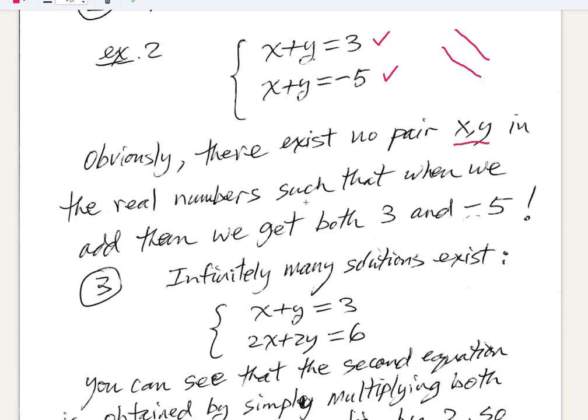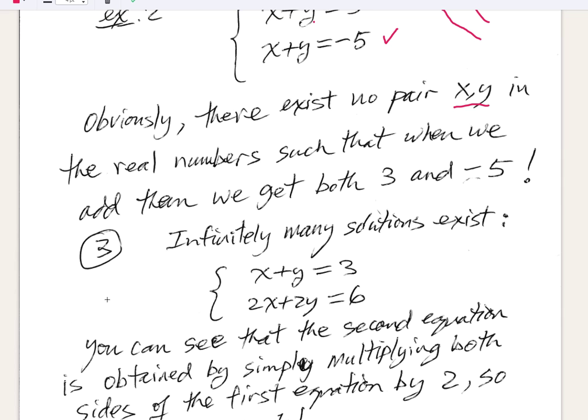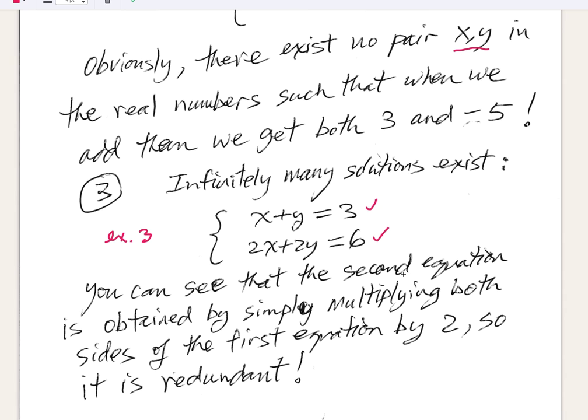Last example here, we'll call this example 3. We've got the following system: x plus y is 3, and 2x plus 2y is 6. I think you can see very clearly that the second equation is found from the first equation by multiplying both sides by 2, or doubling each side. If I multiply by 2 on the left, I would get 2x plus 2y. If I doubled on the right, I would get 6. That's exactly what I have here.